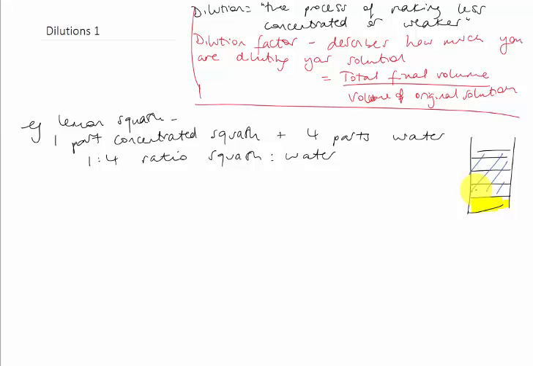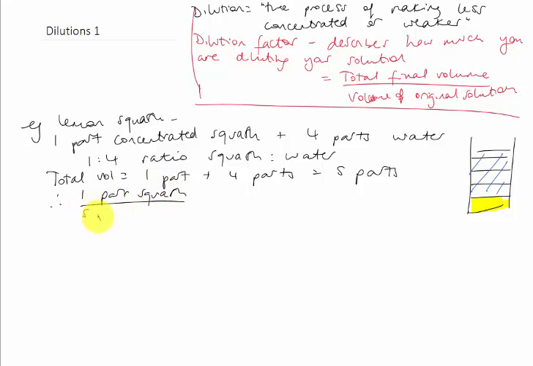Alright, so to work out the dilution factor, how much we're using, we need to work out the total final volume here, okay? So there, what we do is add the squash and the water together, so total volume, so that would be 1 part plus 4 parts equals 5 parts, and so we could say that therefore for every 1 part squash, 5 parts total, and therefore that 1/5 of the drink is made up of the squash from the bottle.